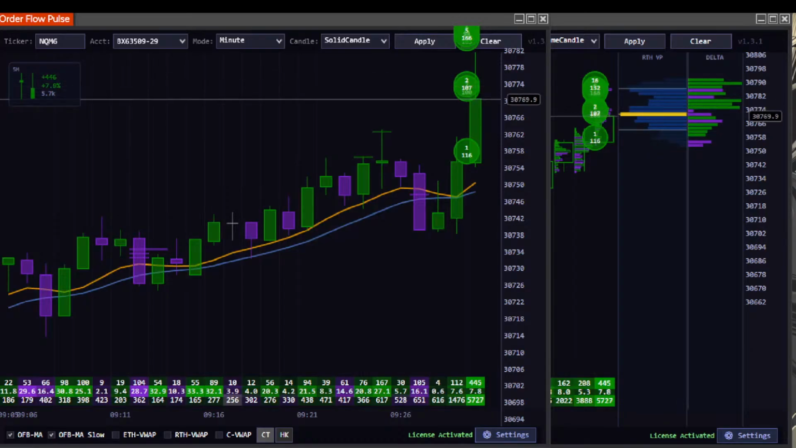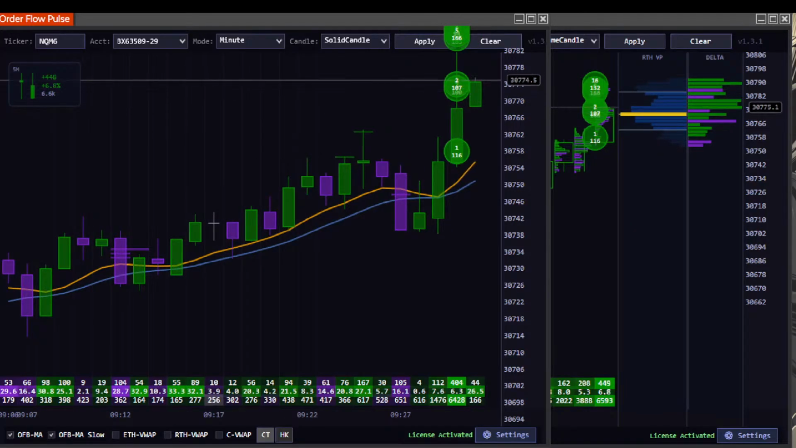Because range charts are just not that good. I just haven't coded it. I need to make sure this is going to be profitable. The NQ needs to be profitable for high frequency trading, and if it's not profitable, there's no use in doing it.